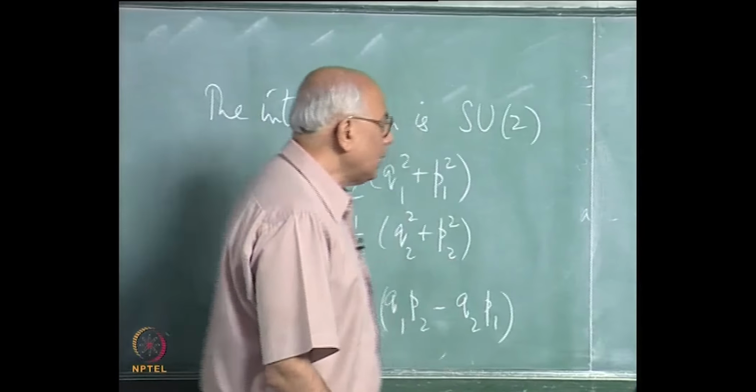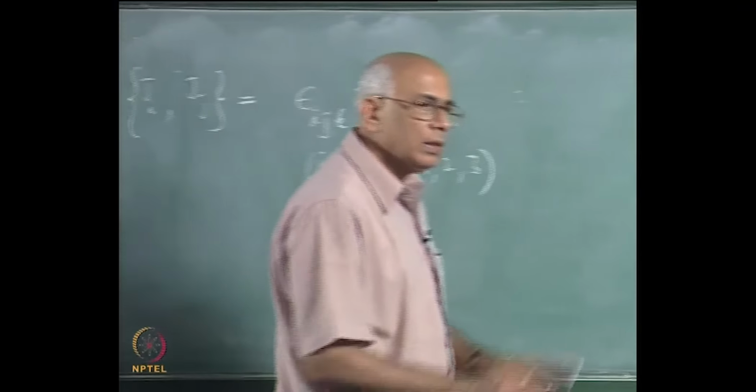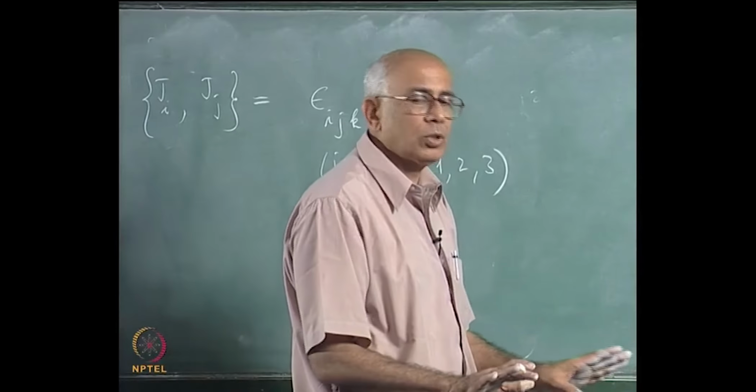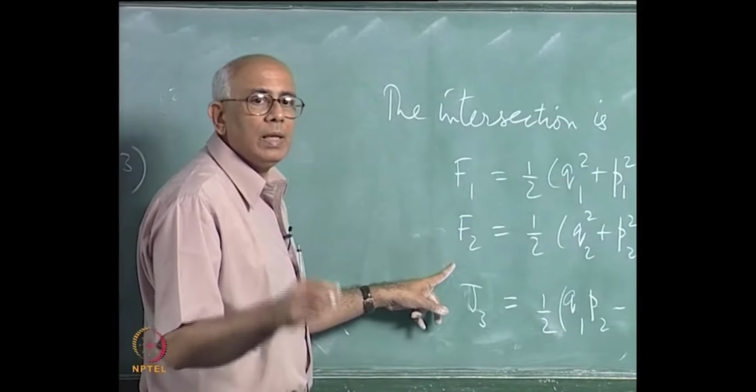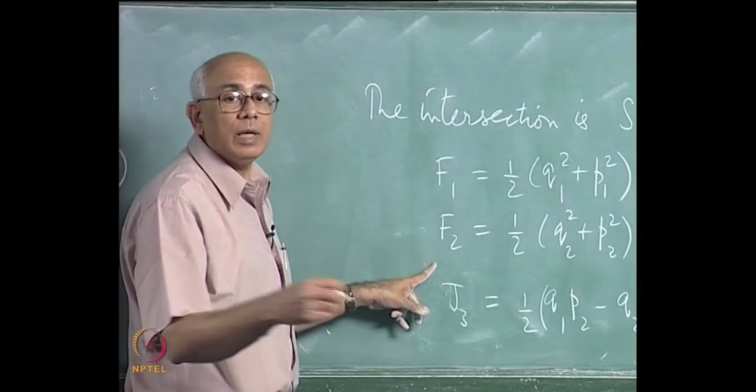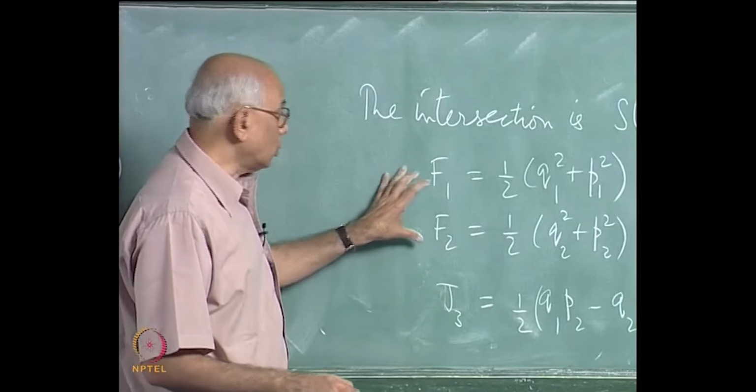So you see what is happening is, to summarize things, here is a system which is completely integrable. It has 2 degrees of freedom. So we have 2 constants of the motion in involution with each other which are functionally independent of each other, and those are F1 and F2.